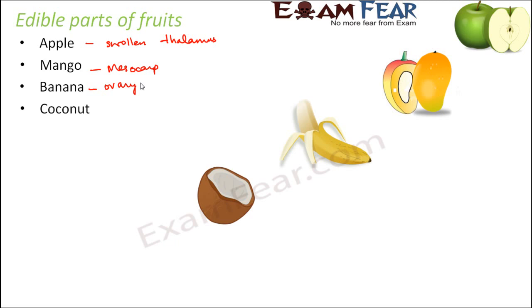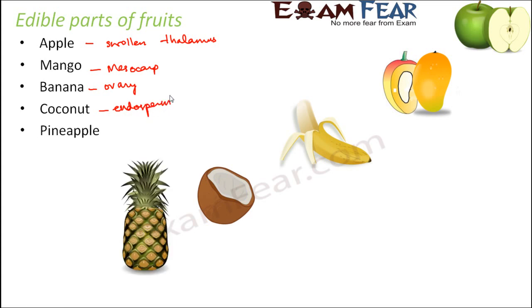Next is coconut. In coconut, the edible part is the endosperm. Pineapple, so again in pineapple, the ovary is the edible part. Pineapple being a multiple fruit, it is made up of many ovaries, and those ovaries are all edible.